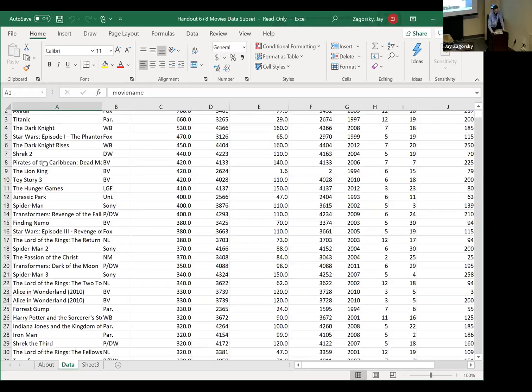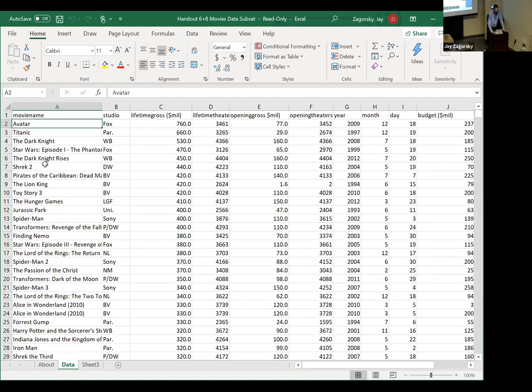So we've already taken a look at this, but let's just do it again real quick. The first column, column A, is the movie name. The studio that produced it is column B. Lifetime gross is how much money it has taken in at movie theaters. Lifetime theaters are the number of movie theaters that it played in. Opening gross was the opening weekend, how much money it earned in movie ticket sales. How many theaters it opened in, what year the movie was made, and then because there are seasonal effects, which we're going to look at in a couple of moments, the month and day are really important, and budget.